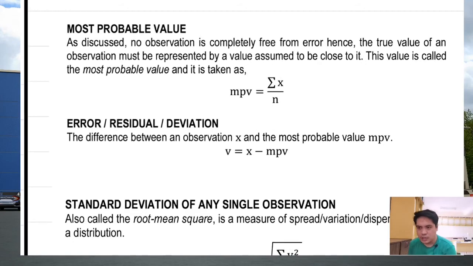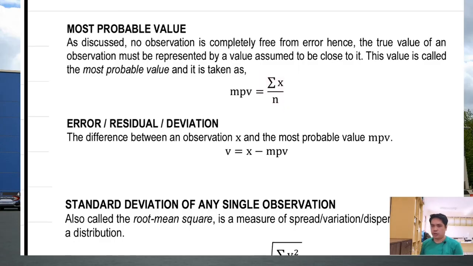Okay, let's proceed to the next section, which is about most probable value. So as discussed, no observation is completely free from error. Hence, the true value of an observation must be represented by a value assumed to be close to it. So this value is called the most probable value and is taken as MPV, equal to the summation of the measurements, represented by X, over the number of measurements, or N. Okay, so ΣX is the summation of the measurements, and N is the number of measurements.